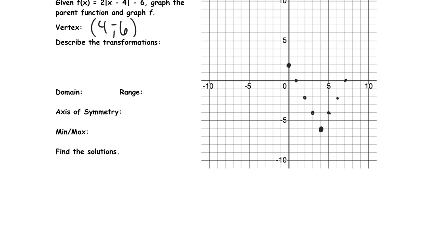And I'm going to do one more. Why did I do so many points? So you get the solutions. I want to get the solutions and the y-intercept. Love it. So there's my absolute value.